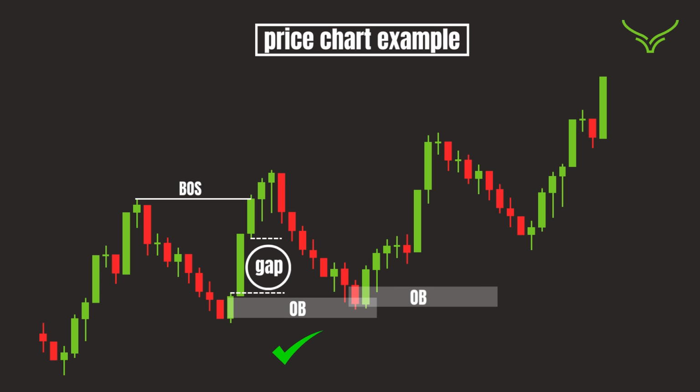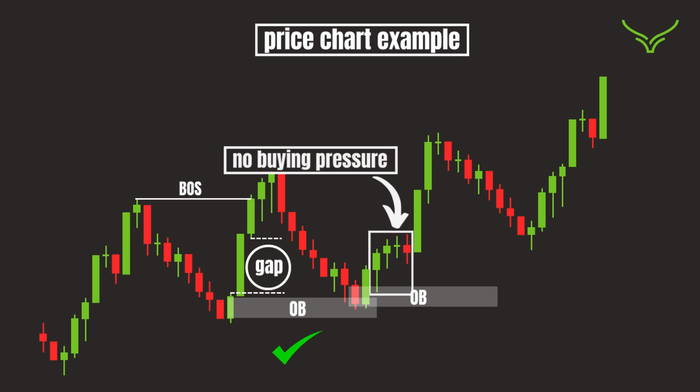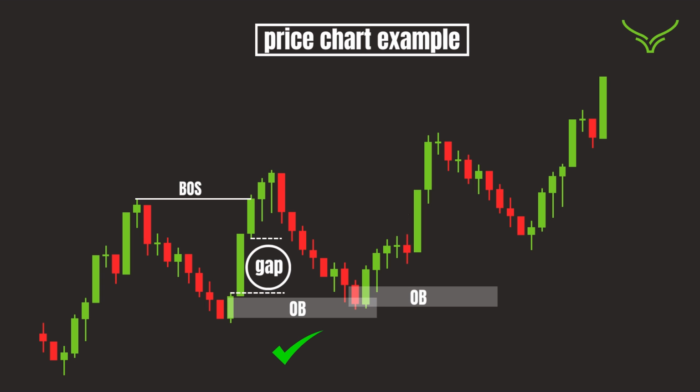Examining this second potential order block, it's evident that after its formation, there was no notable increase in buying activity. Additionally, it was subsequently retested by a wick of the following candle. Therefore, we cannot consider this candle as a valid order block.